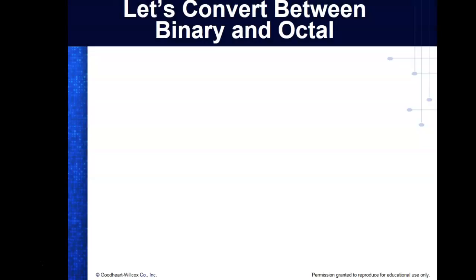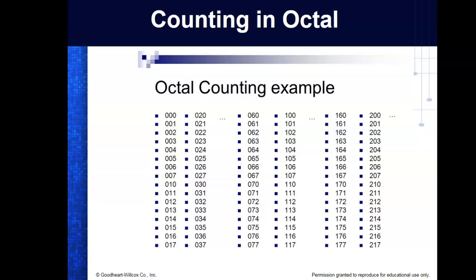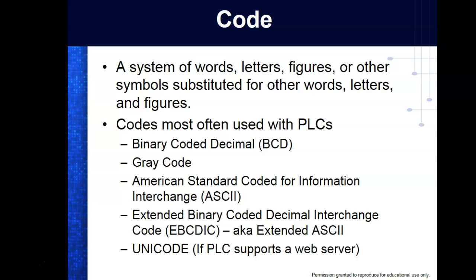I don't know if I got a chart counting in octal or not. So here's counting in octal. Codes. A code is a system of words, letters, figures, or other symbols substituted for other words, letters, or symbols. The codes that we use in PLCs, and this is going to really screw y'all up, include what we call binary coded decimal. So this is not a numbering system, this is a code. We have the Gray code, which is a high-speed counting code. We have the American Standard Code for Information Interchange.